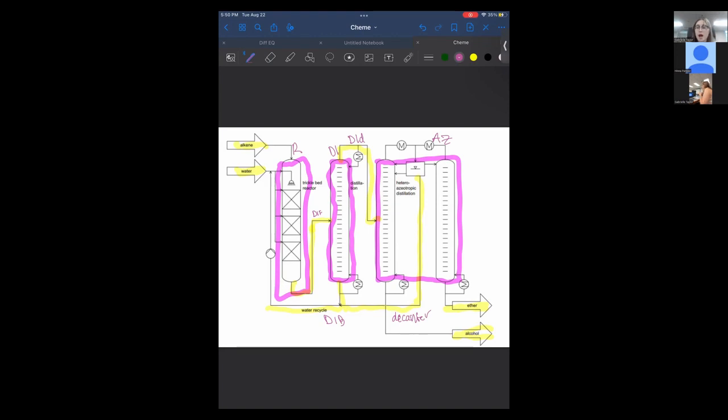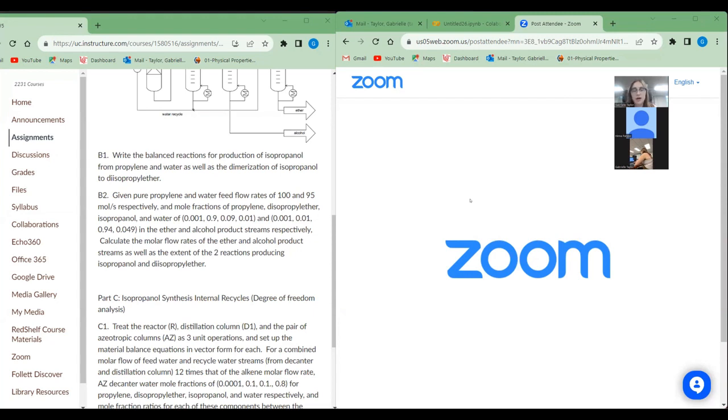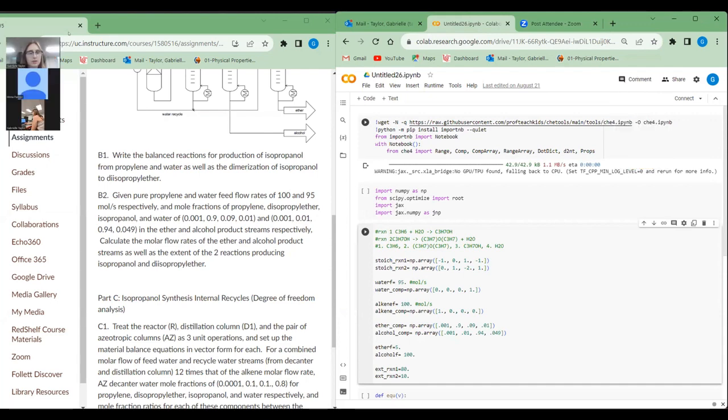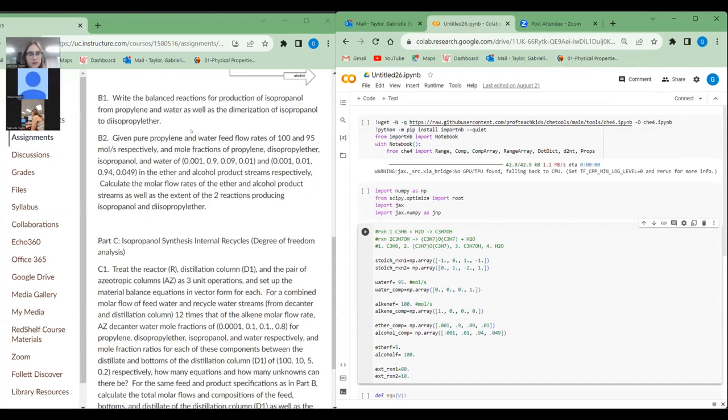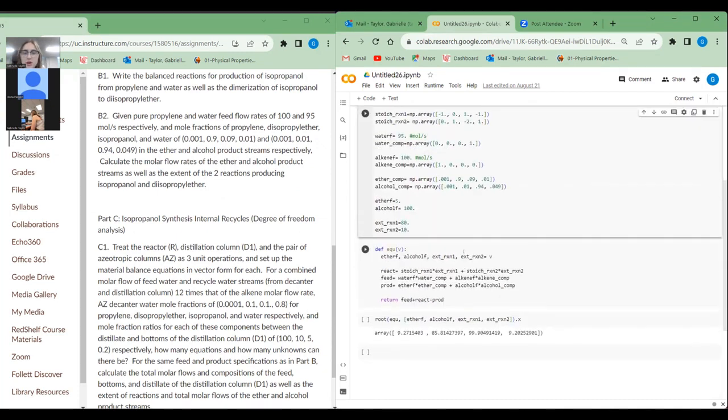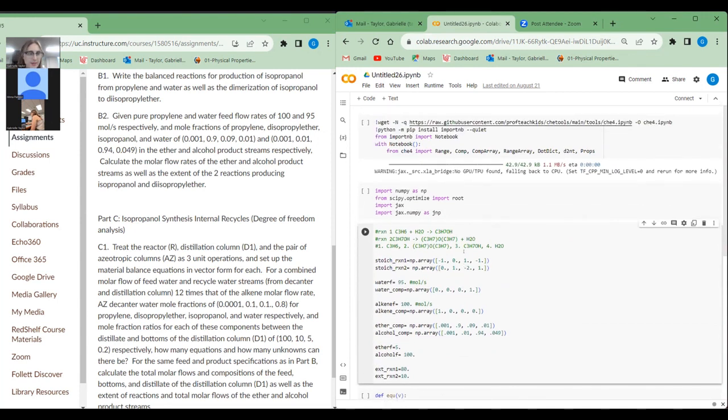Okay, so let's look at some code of this. Let's pull up our code. So this is going to be our code from part B, so we're just going to add on to this, right? So let's look down at this part C here. So if we look at our imports from the GitHub site, we have our JAX function, and all of this is from our part B.